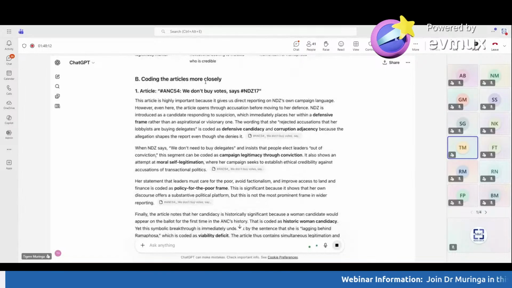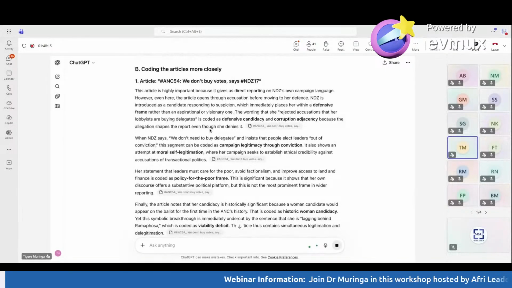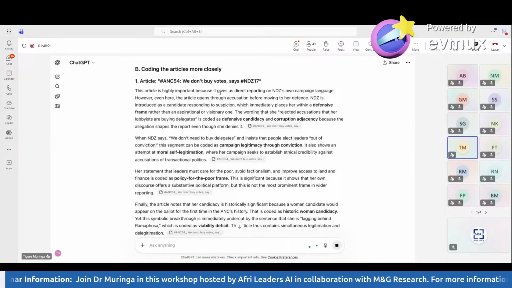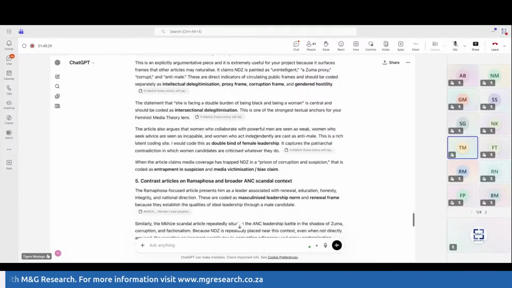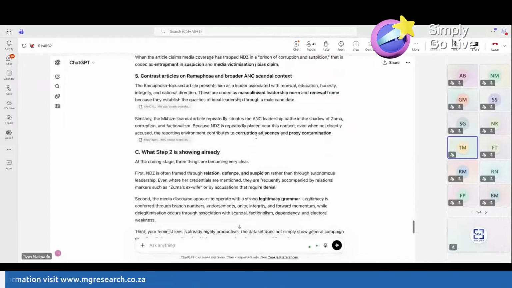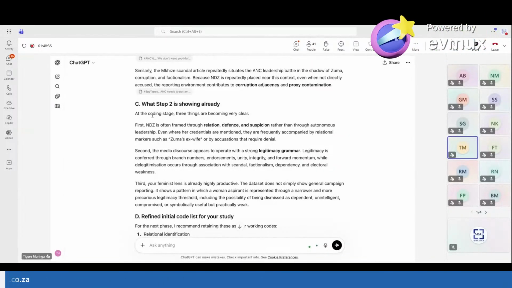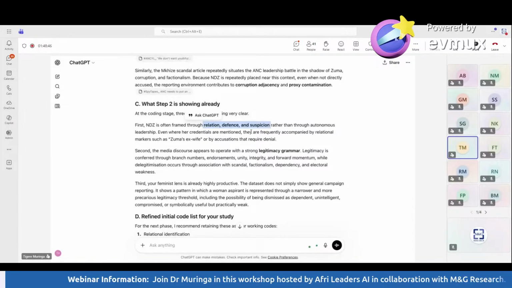Then coding articles more closely. Now we are moving closer to generating the paragraphs with your data. It says the first article is highly important because it gives us direct reporting on NDZ on campaign language. Then the second article, it goes on an article-by-article basis. What step 2 is showing already is that at this coding stage, three things are becoming very clear. First, NDZ is often framed through relation, defense, and suspicion. Now we are getting closer to themes, about relation, defense, and suspicion as we go.